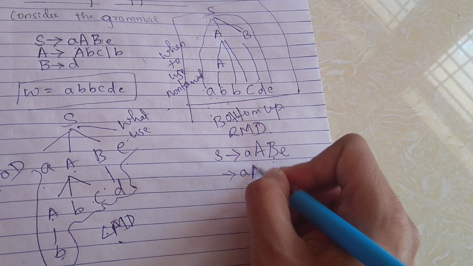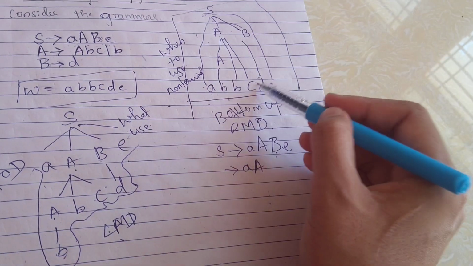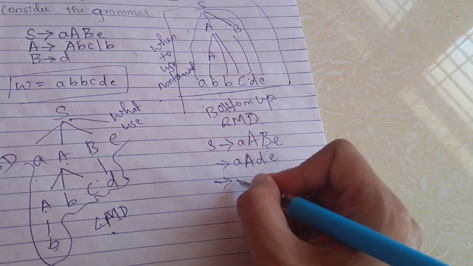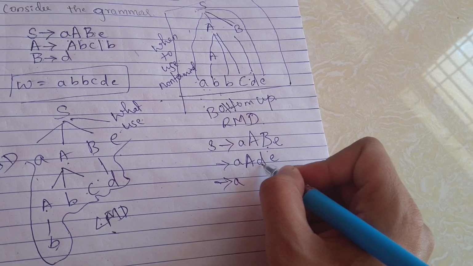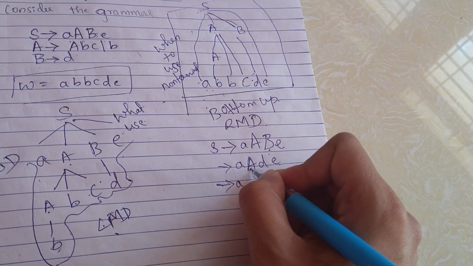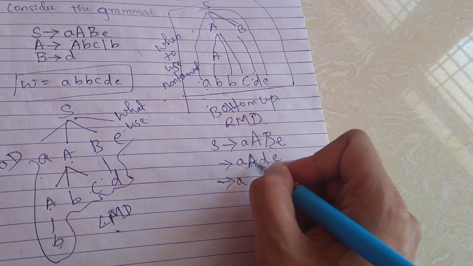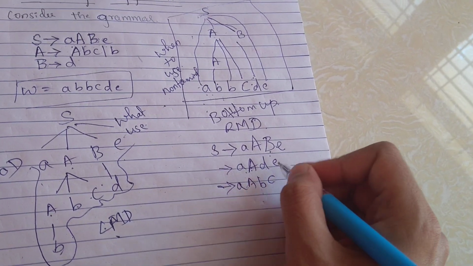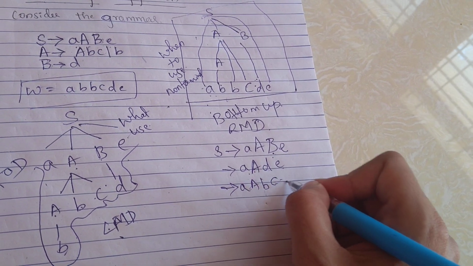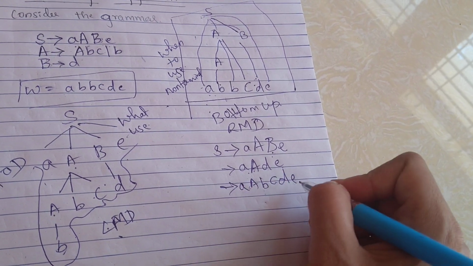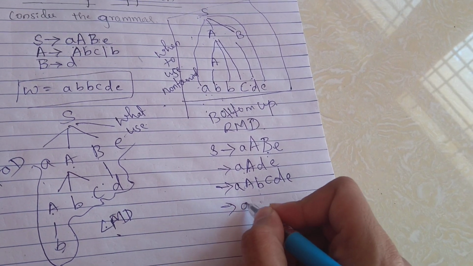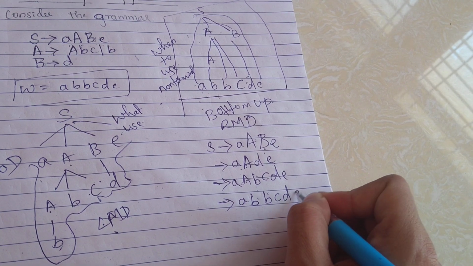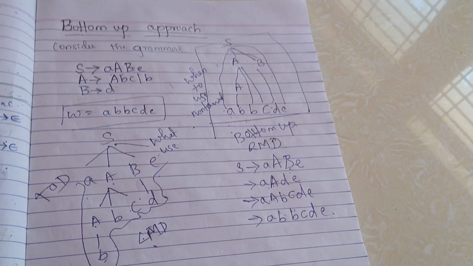See here, capital A B e, so this B can be derived with d. Now what I need to consider: this non-terminal is over at the right-hand side, so next we have the non-terminal capital A, which can be written as A b c, then d e. Now this A can be given with one b, one more b, c, d, e. So this is rightmost derivation.